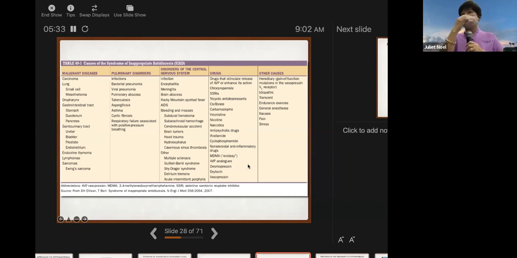that's why pregnant women postpartum are predisposed to develop hyponatremia, because it will release oxytocin. Then oxytocin would act like an antidiuretic hormone. Okay, so that one. There's also hereditary genetic mutation. Idiopathic, transient, endurance exercise can also do that. So there's a lot of causes of SIADH.